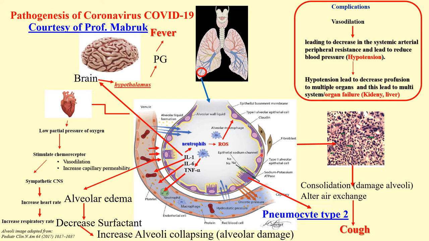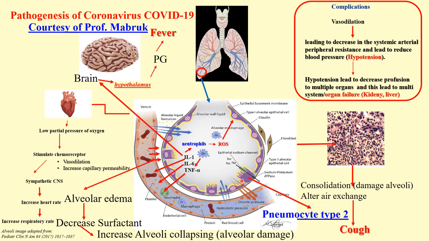Then I showed you the histological structure of the alveoli. As I mentioned previously, the alveoli have cells we call pneumocyte type 2. So this is a pneumocyte type 2, this is a pneumocyte type 2. Also, they have other cells we call pneumocyte type 1, or type 1 alveolar epithelial cells, which are these cells. Okay, then what will happen after that?